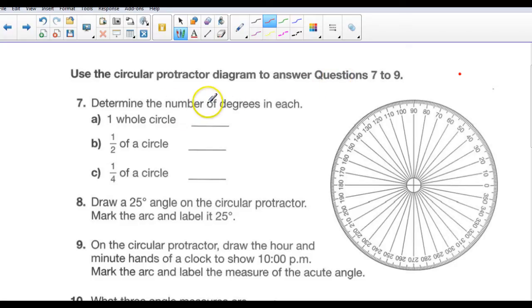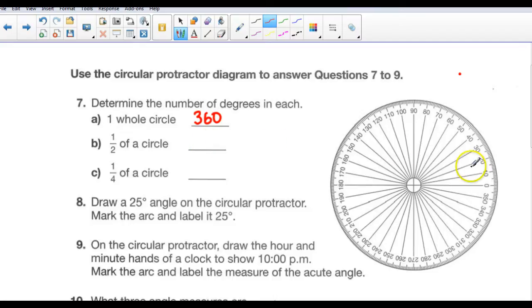So determine the number of degrees in one whole circle. Well, if we start here at 0 and we go all the way around the entire circle, you can see we go from 0 back up to 0, and that's 360 degrees. So there's 360 degrees in a full circle.